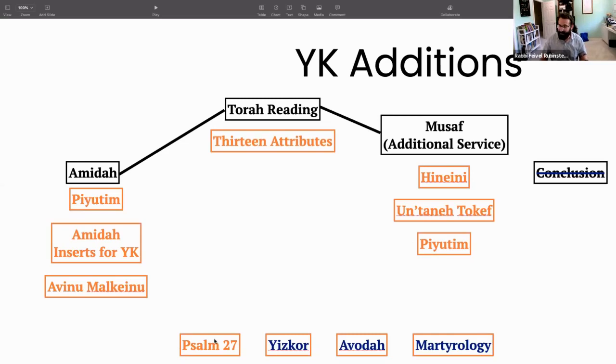We still have Psalm 27 somewhere in there. In Yom Kippur, however, there's no conclusion. There's no Kaddish Shalem, Ein Keloheinu, Mourner's Kaddish at the very end, Adon Olam, any of the stuff you're used to at the end of a morning service won't be there on Yom Kippur.